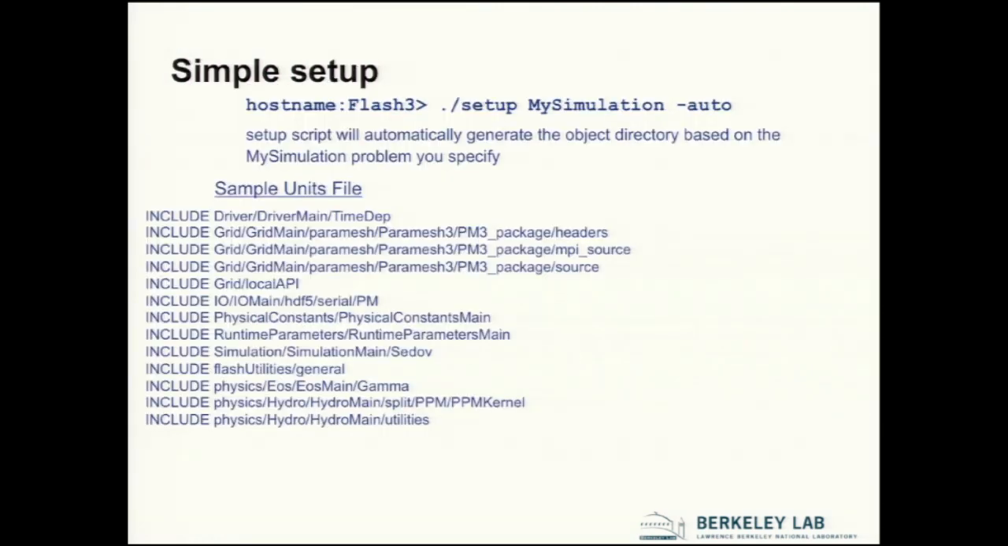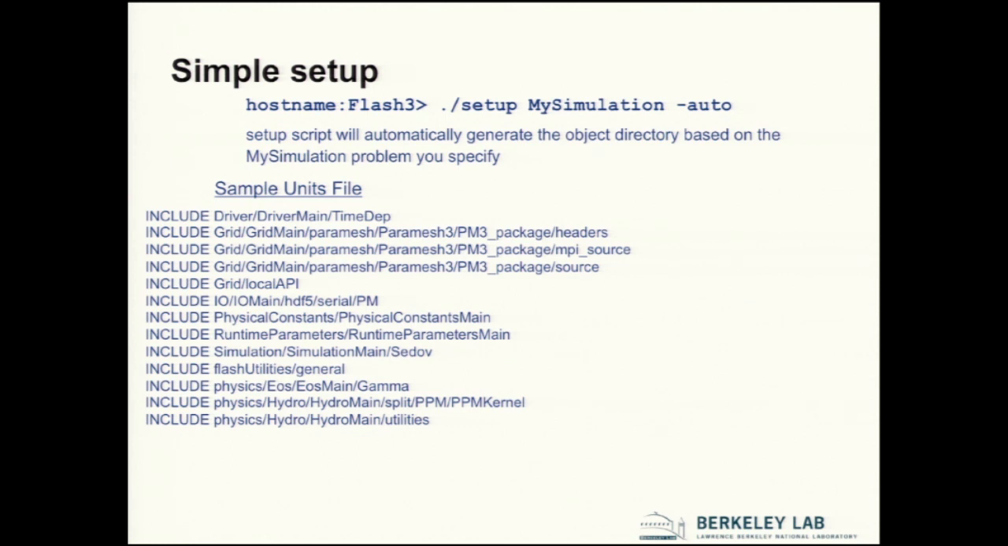A simple setup will look like this. The simplest is you say this is your application, whatever simulation you want to run, and you do -auto. The script is smart enough to figure out all of the dependencies, take the default options, and build a consistent application for you. If you want to not use the default options, then you can supply specific options on the command line when you're building the application.